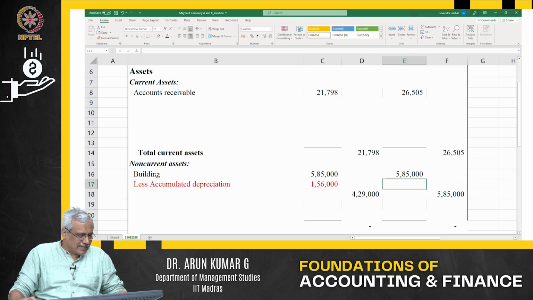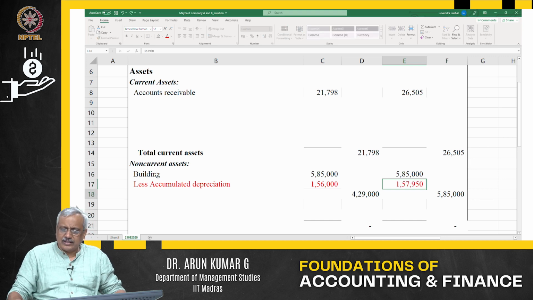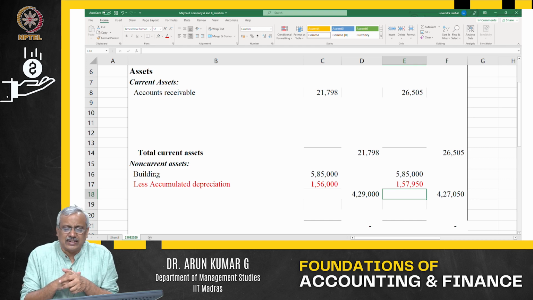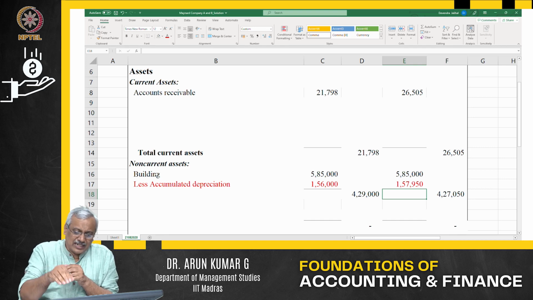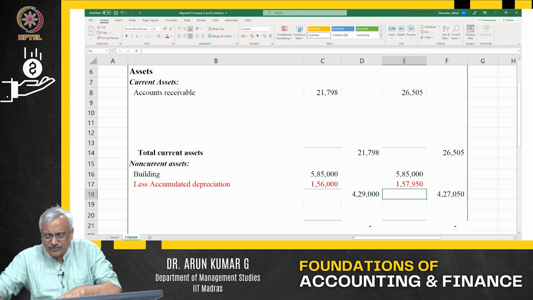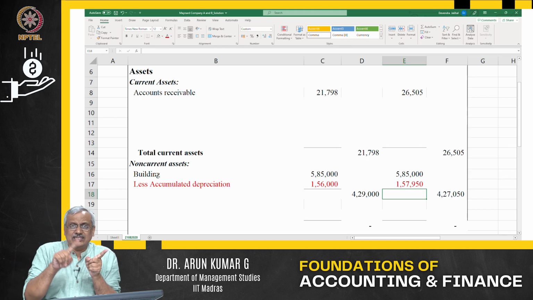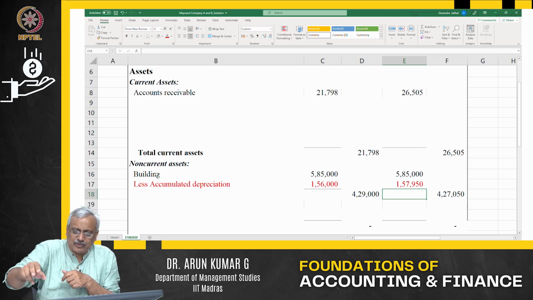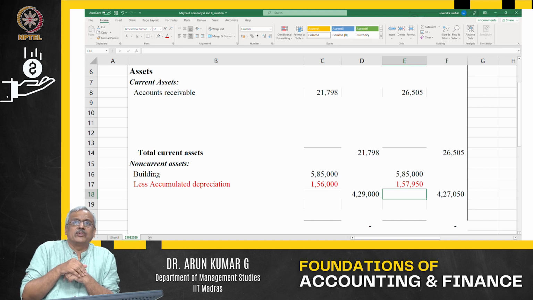whereas at the end of the month it has become 157,950. That means what has happened? Between 1st of June and 30th of June, the building has depreciated further by $1,950 or rupees. It was 156,000 on the 1st of June, and now the depreciation has become 157,950 between 1st and 30th of June. The value of the building has reduced further by 1,950 out there. That is what we call depreciation.